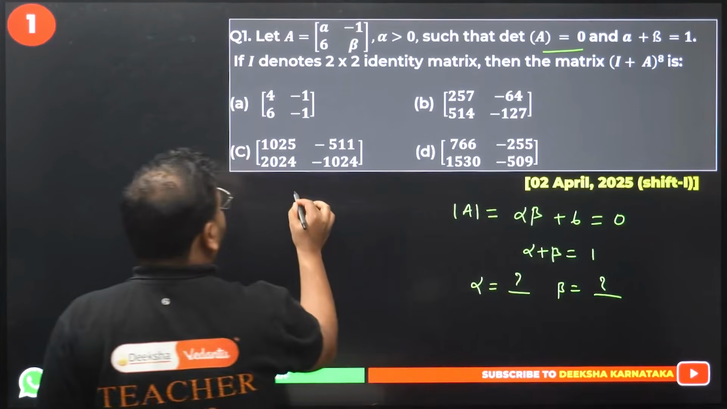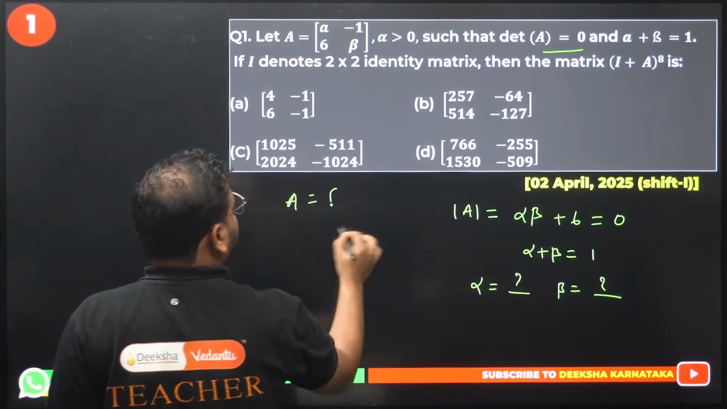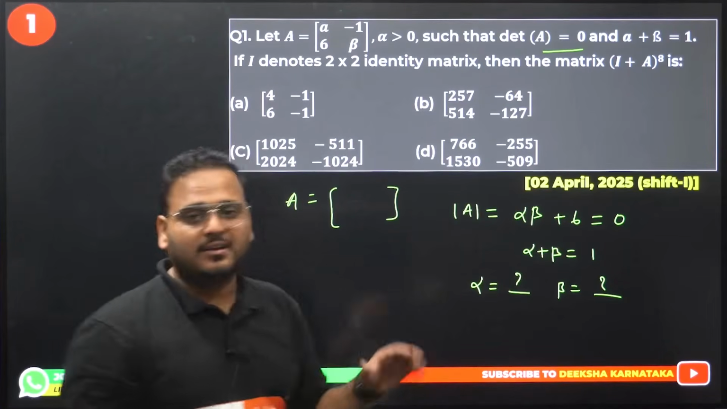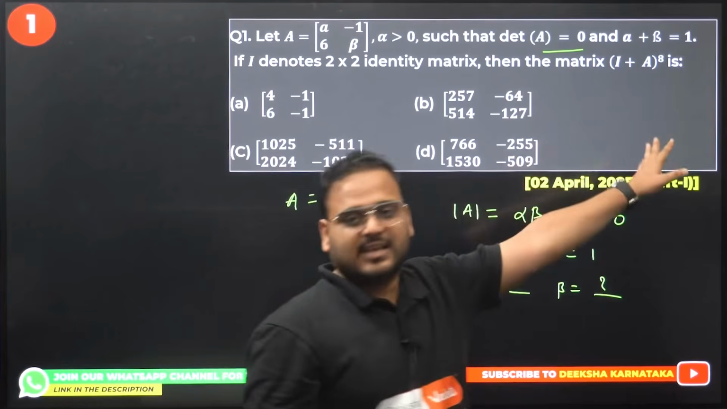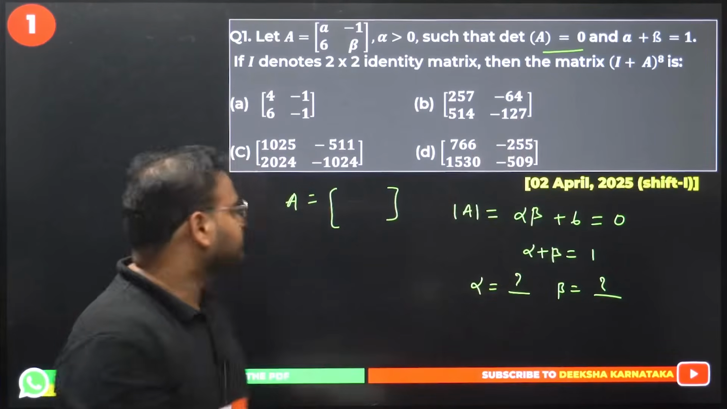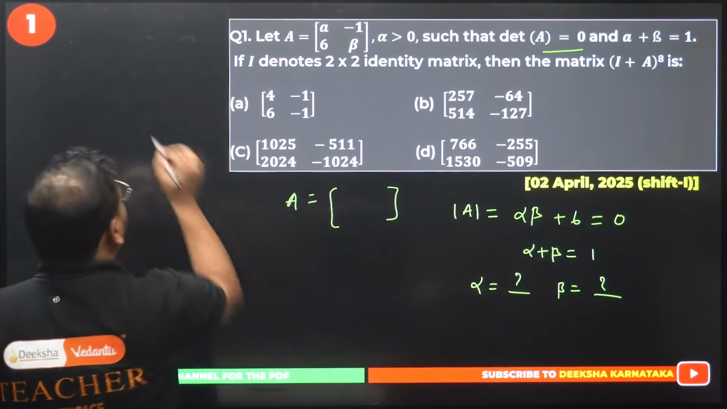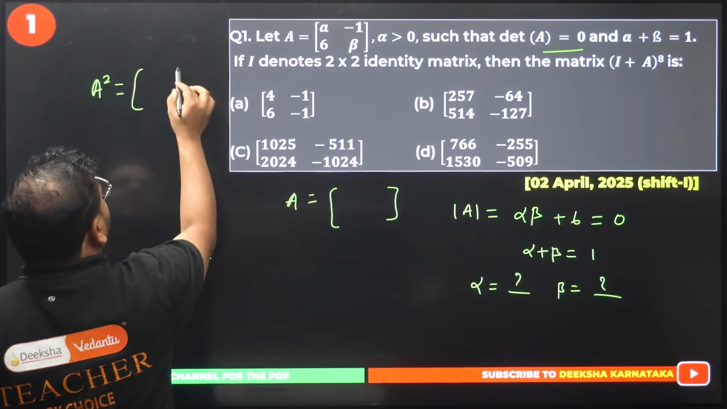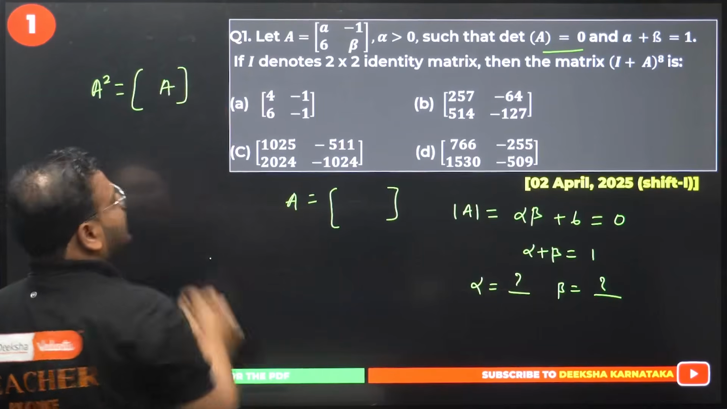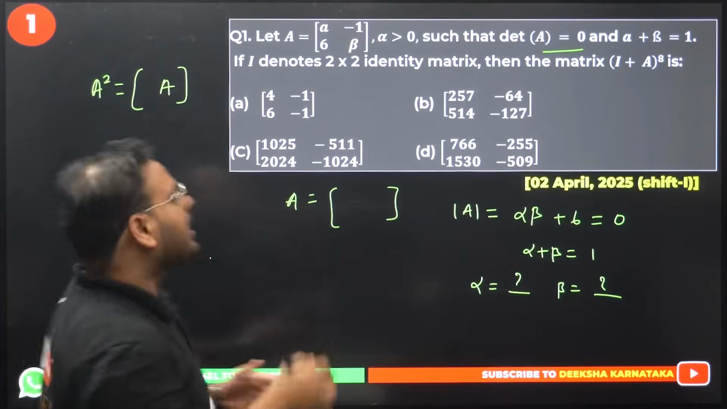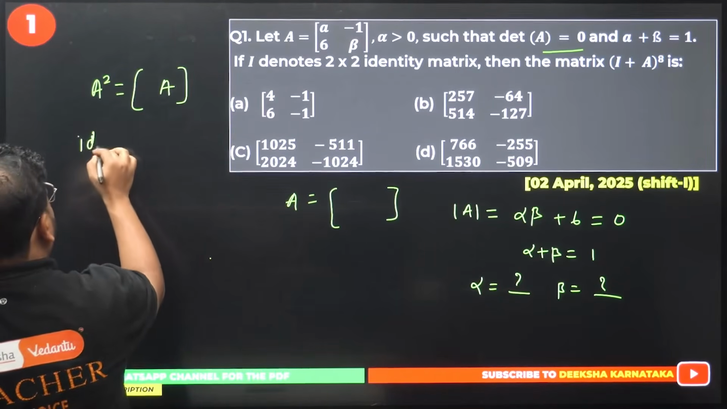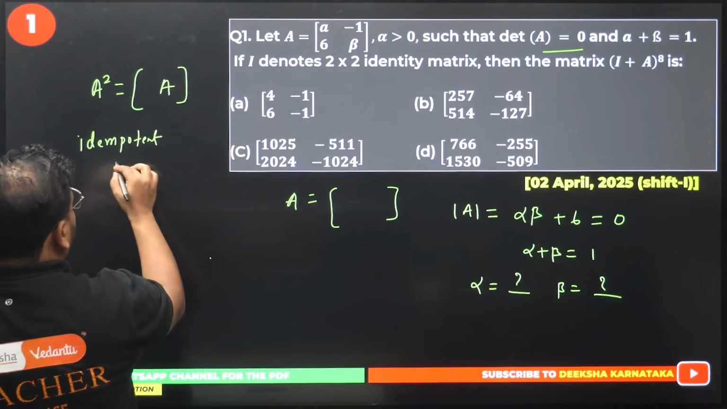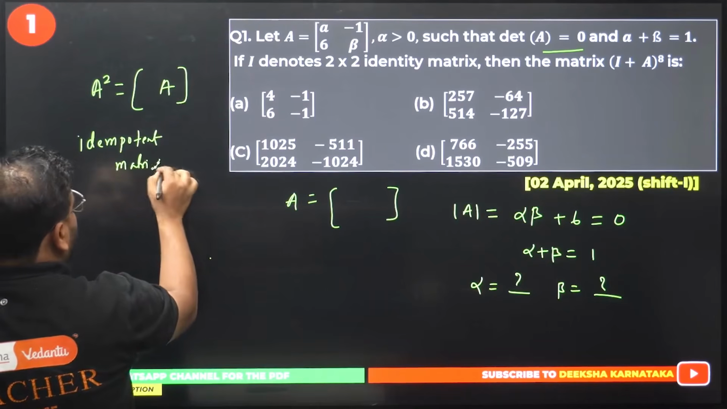Then later you're going to find what? Matrix A. All right. And what is the last step? They're asking you to find the binomial expansion of I plus A power 8, right? So what you have to do, before this, is find A square. When you do that, you'll get this as A only, because the given matrix is actually going to be an idempotent matrix. So I'm giving you hints. Idempotent matrix.